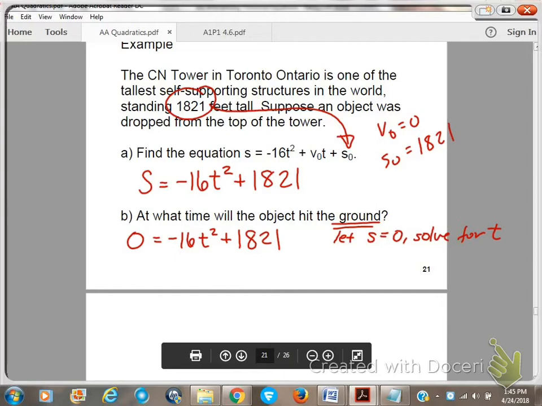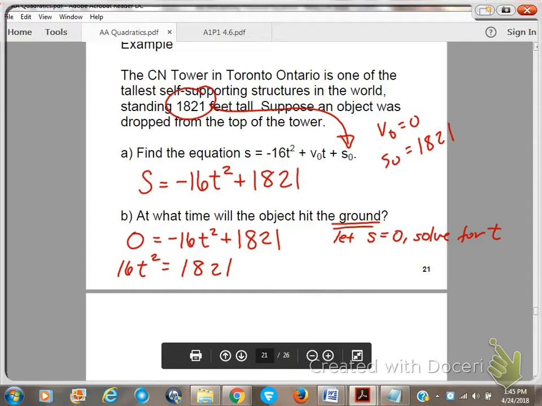Would this one be particularly difficult to do by hand? No, not really. What would you do first? You could move your squared term over just so it becomes positive to begin with. So we'd have 16t squared equals 1,821. Carly, what would you do then? I divide by 16. Agreed.